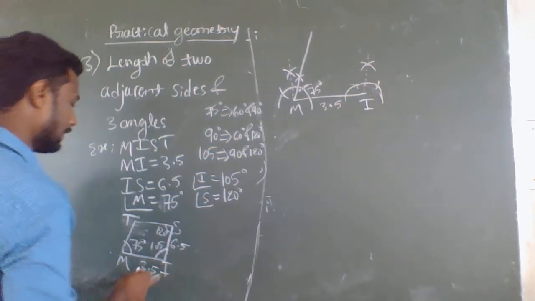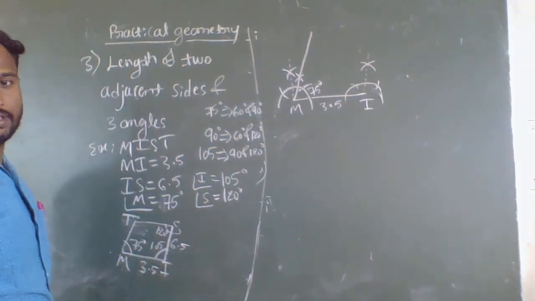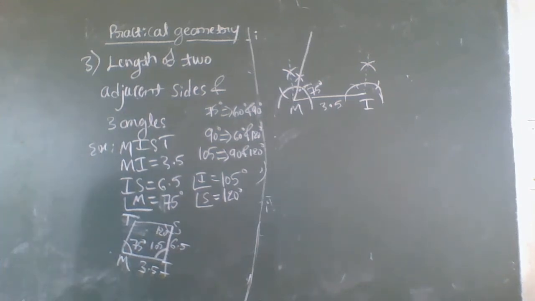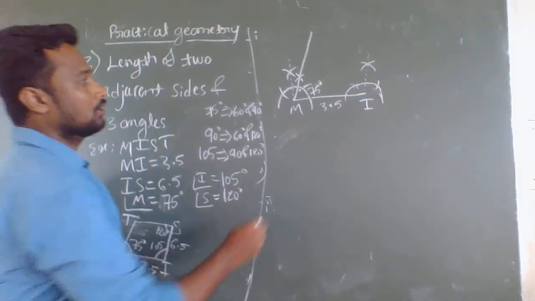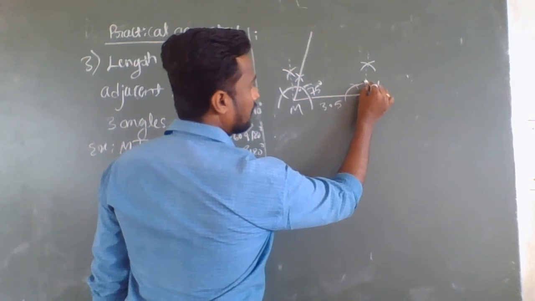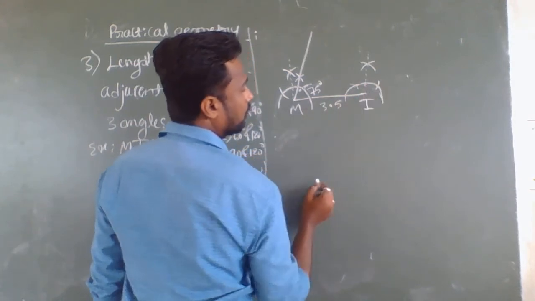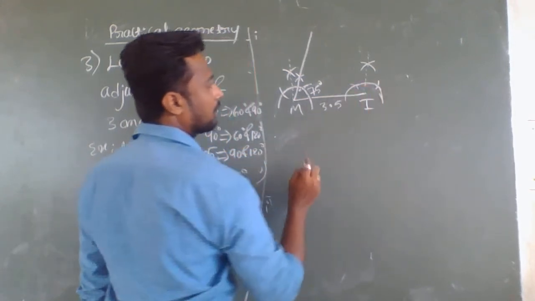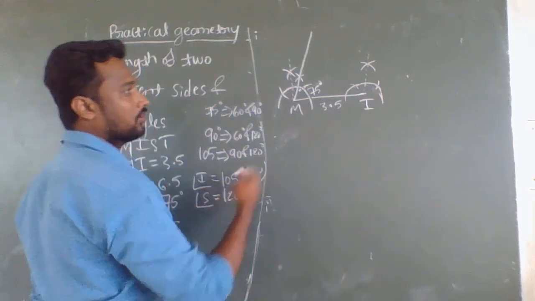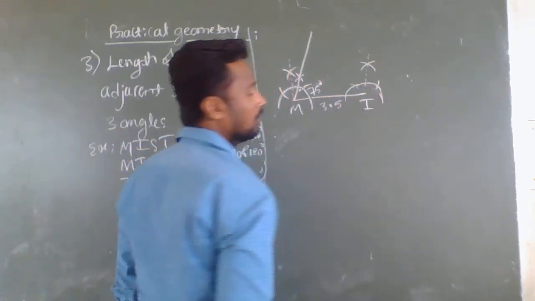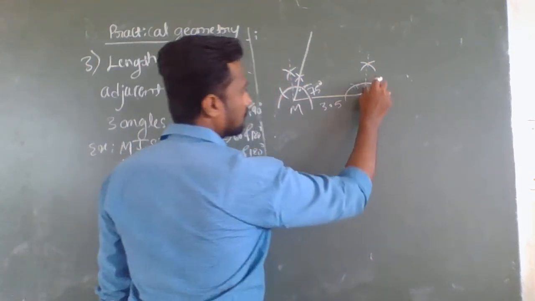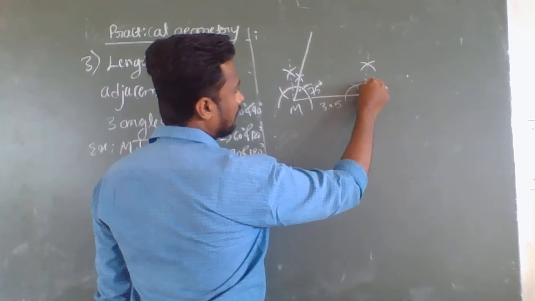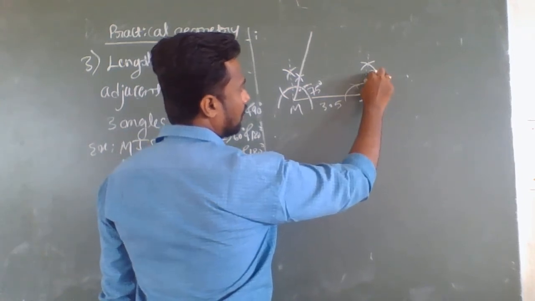But here, angle I is 105 degrees. To get 105 degrees, what can you do? 105 degrees is between 90 and 120. So here this is the 90 degree intersection point, and this is 120 degrees. So this 105 is between 90 and 120. Therefore, keep the compass on the 90 degree intersection point and draw an arc.